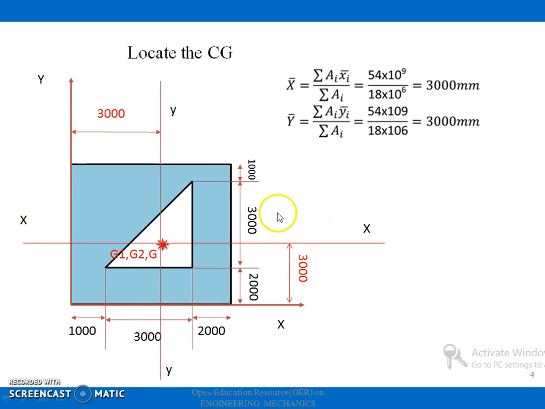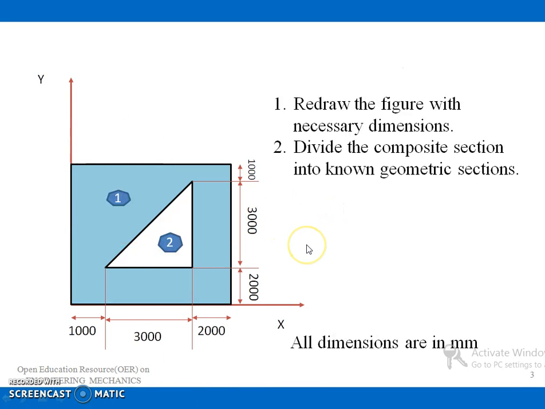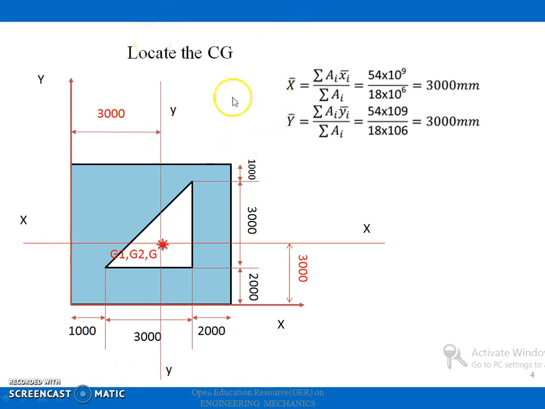And then, as we did earlier, the first step is to locate the center of gravity of the whole section. My colleague has already explained the procedure for finding the center of gravity of this same section in the previous videos, so I am not explaining this procedure in this video. I am taking directly the values of x bar and y bar from that previous video. That is, x bar is equal to 3000 millimeters and y bar is equal to 3000 millimeters.